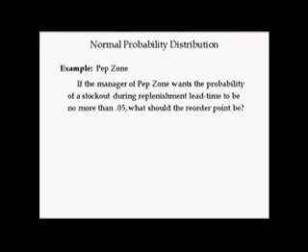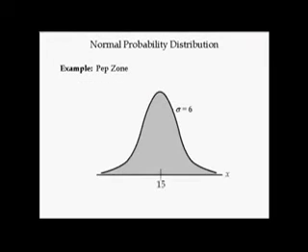If the manager of PepZone wants the probability of a stockout during replenishment lead time to be no more than 0.05, what should the reorder point be? In this problem, we want to know what x1 is equal to, where x1 is a numerical value such that the probability that x is greater than it is 0.05000.